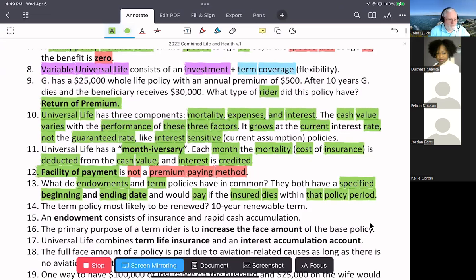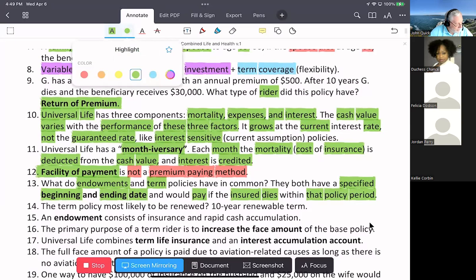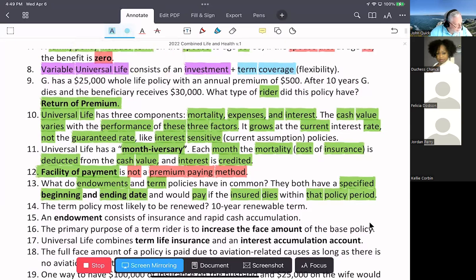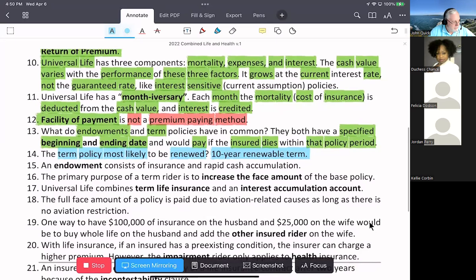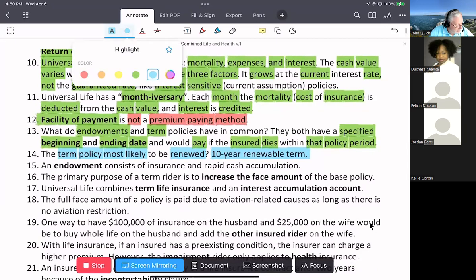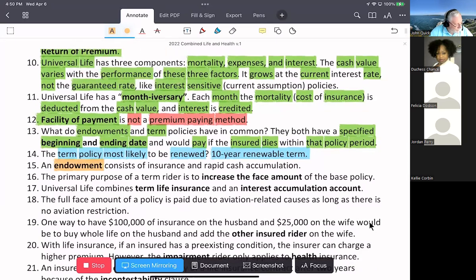Now, the term policy most likely to be renewed would be 10-year renewable term. There's probably 2 or 3 distractors, and that's the answer there. 10-year renewable term would be renewed for another 10 years. Okay, what's an endowment? An endowment consists of insurance and rapid cash accumulation. So you're paying more in, it's going to endow sooner.